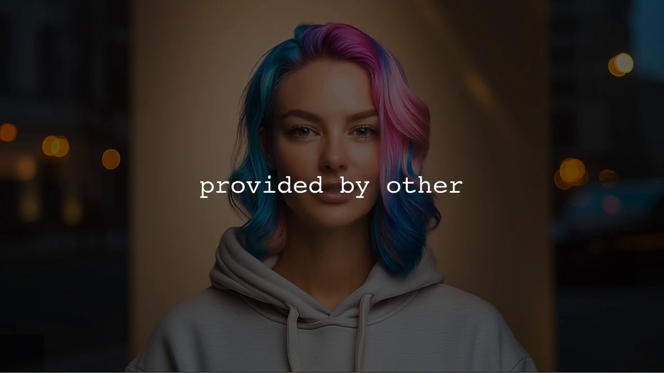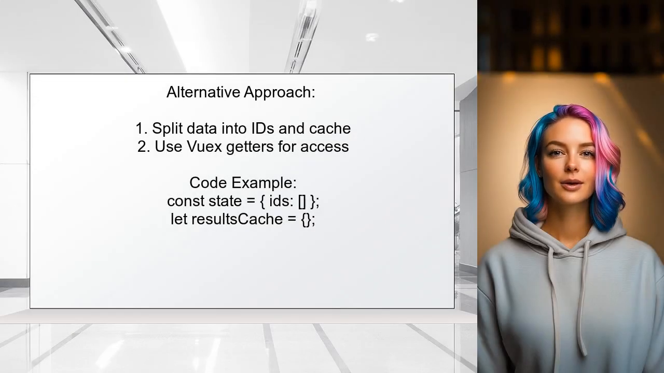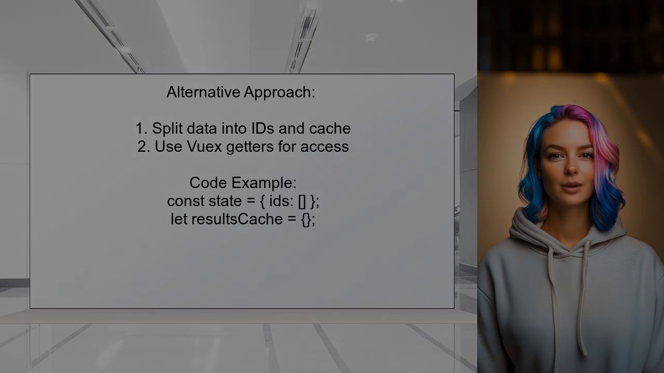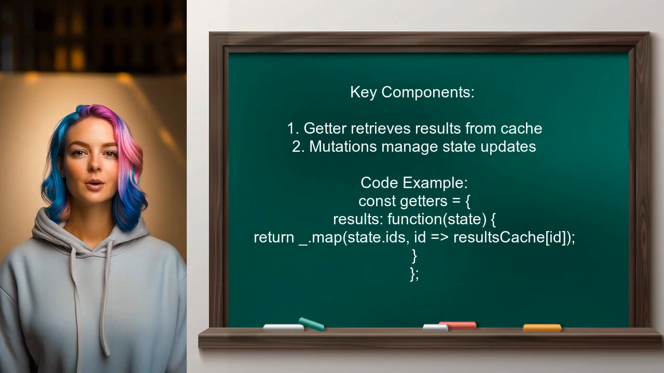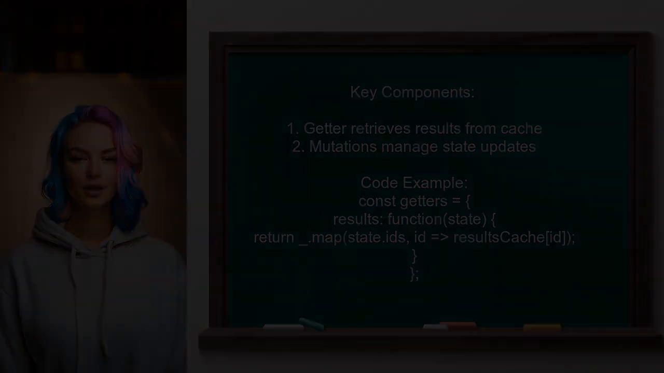Now let's look at the answers provided by other users. An alternative solution proposed by another user involves splitting the data into two parts. They suggest using Vuex getters instead of directly accessing the raw state. The state will hold an array of unique IDs, while a separate cache will store the actual results. In this approach, the results getter maps over the IDs to retrieve the corresponding objects from the cache. The mutations handle replacing and appending results, ensuring that only unique IDs are stored.